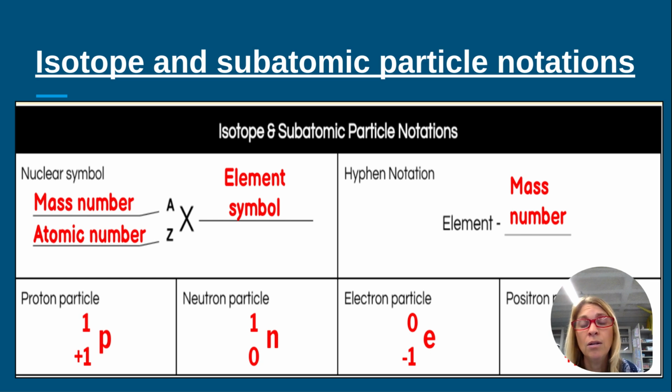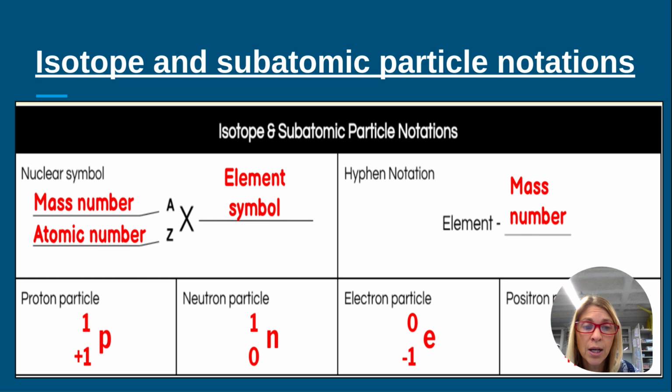As you can see in those nuclear equations, it's important that we understand the notations for the particles. Remember, in our nuclear notation, the mass number is written in the upper left corner, the atomic number in the lower left corner, and then the element symbol. You'll notice that we're not dealing with ions because we're focused on changes only to the nucleus. In the hyphen notation, the element symbol is followed by the mass number.